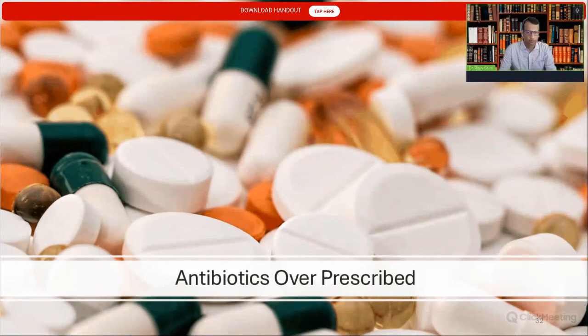Now I want to touch upon an important topic about prescribed antibiotics, because we believe that there is one solution to fix post-op infection, and that is by giving antibiotics.